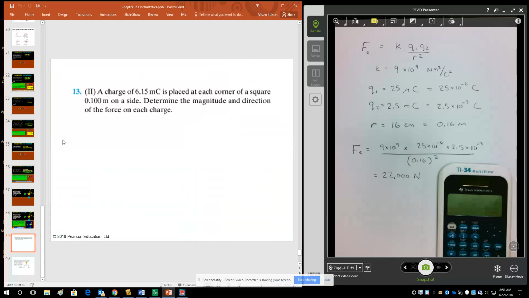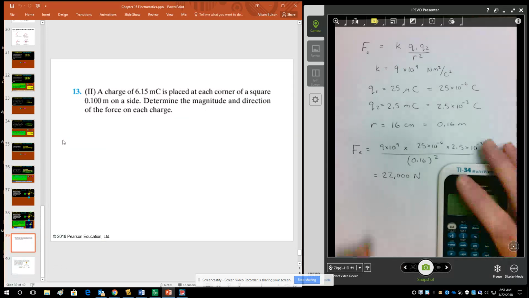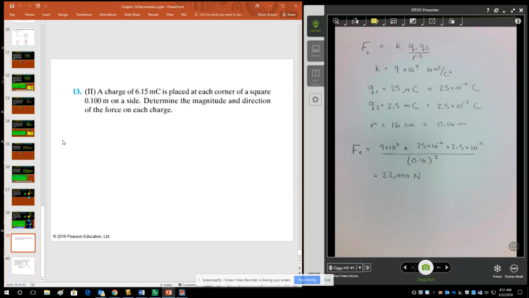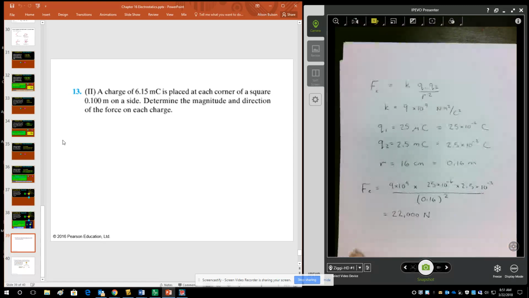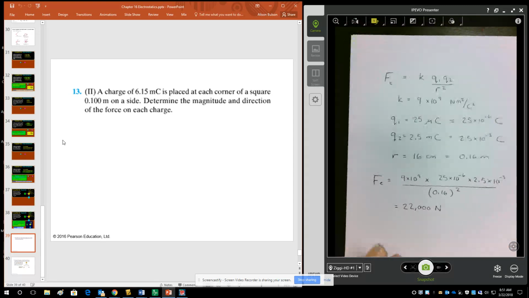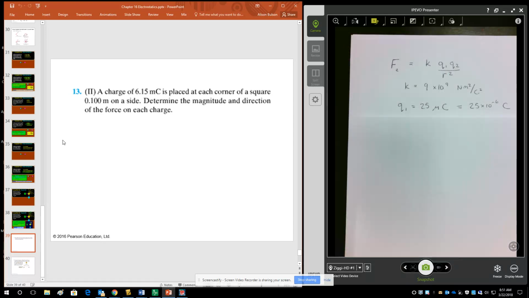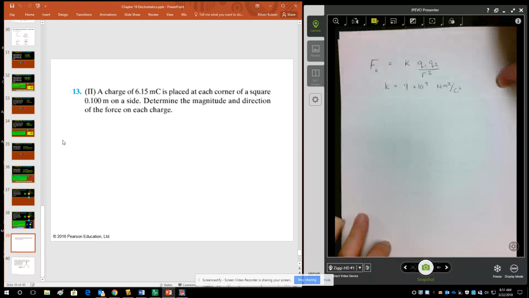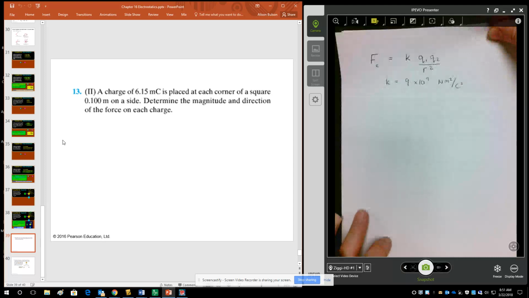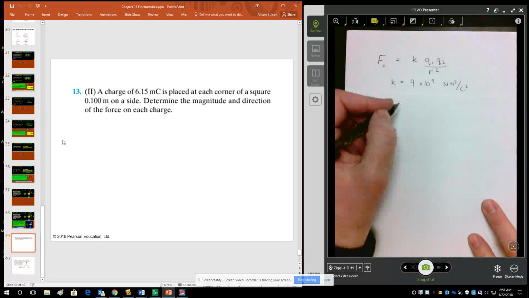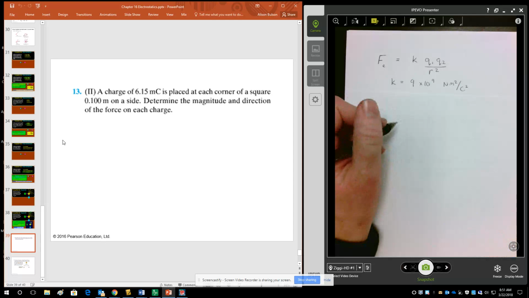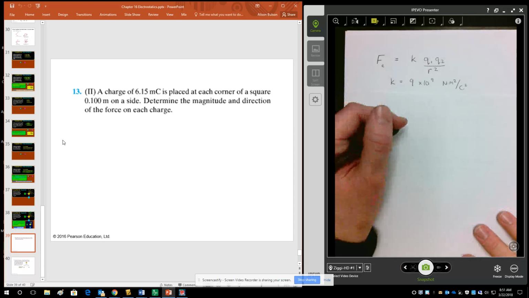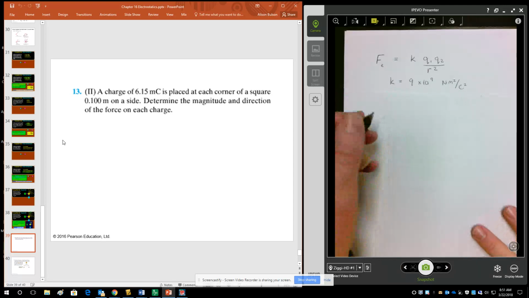So now let's do some calculation version of the same idea. Again, we're looking at Coulomb's law. Now we're looking at multiple charge configurations. So for number 13, we have 6.15 millicoulombs placed at each corner of a square that is 0.1 meters on a side. So we need to sketch this first.